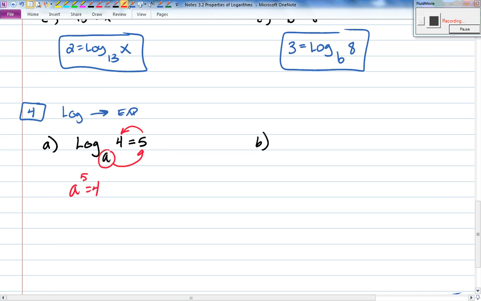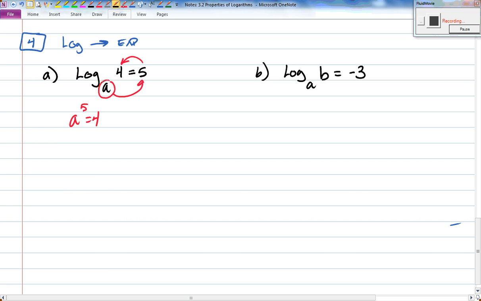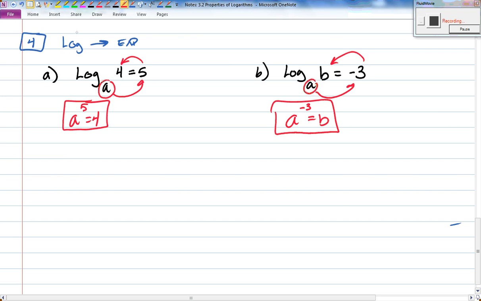What do I give you? Log base a of b is equal to negative 3. Okay, we start with the base. So a to the power of negative 3 gives me b. A to the negative third gives me b. What do you think so far? You got it? Okay, here's C. Do log base b equals 64. You guys are totally on board with that, okay?